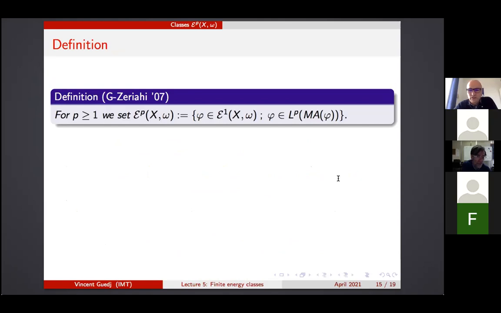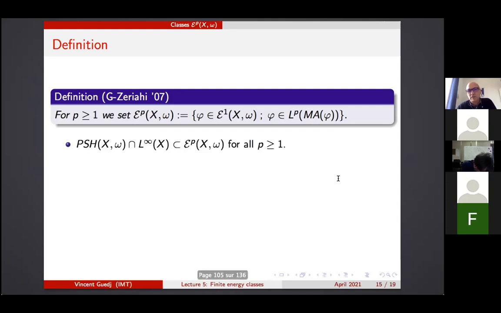Now, let me move one step further by describing a slight extension of the E1 class, called the EP classes. So let me pick p, a real number greater than or equal to 1, and look at the subset of those functions in E1 so that phi is not only in L1 of its Monge-Ampère, but also in Lp of its Monge-Ampère measure. Then we have similar properties as for E1, namely at first, any bounded omega-plurisubharmonic function is obviously in Ep.